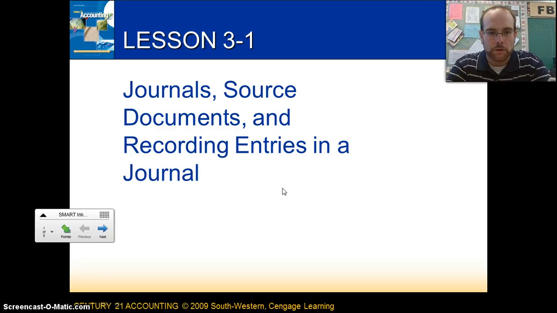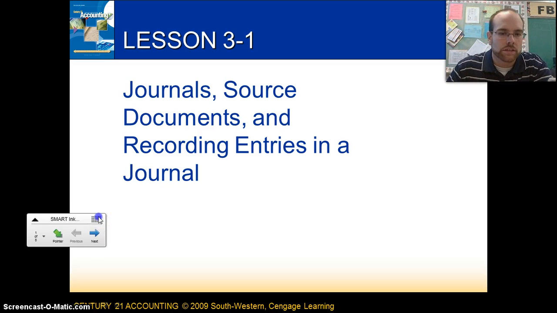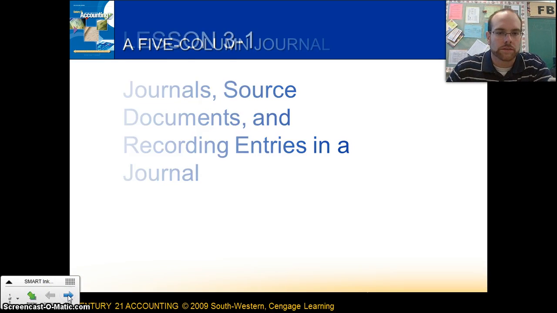We're moving into Chapter 3 now, and in Lesson 3-1 we're looking at journals, source documents, and recording entries into a journal. So now that we've laid the groundwork of understanding how the accounting equation is affected and what exactly the accounting equation is, and then we've looked at T accounts and figured out how exactly each account gets affected and the difference between debits and credits and how all of that works. And now we're going to take a look at journalizing those entries.